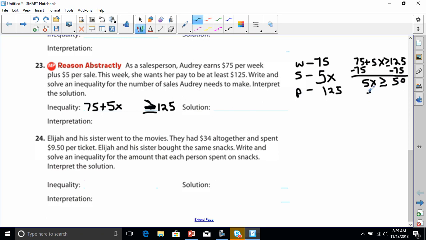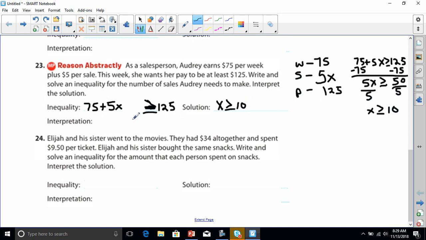Well, this seems pretty easy. I'm going to divide 5 away from x so I can get x by itself. I did not divide or multiply by a negative number, so the symbol will stay the same. And now I have to divide 50 by 5, and that's pretty easy. I know that's going to be 10. And so x is greater than or equal to 10. The solution is x is greater than or equal to 10.